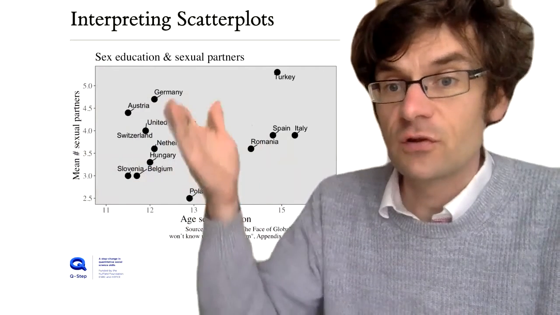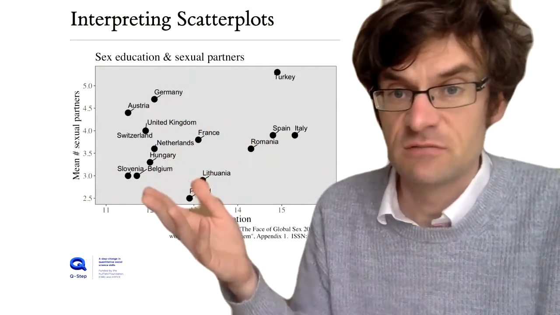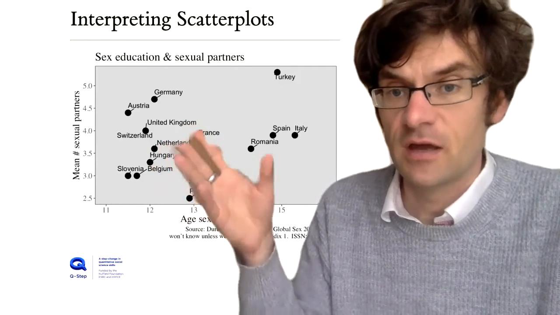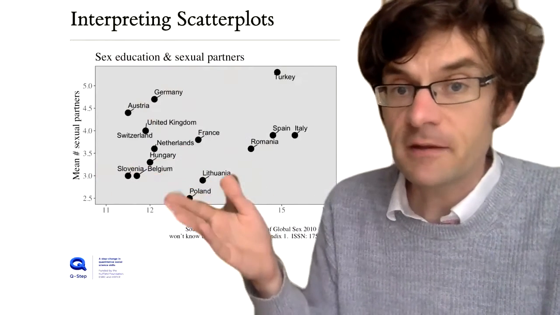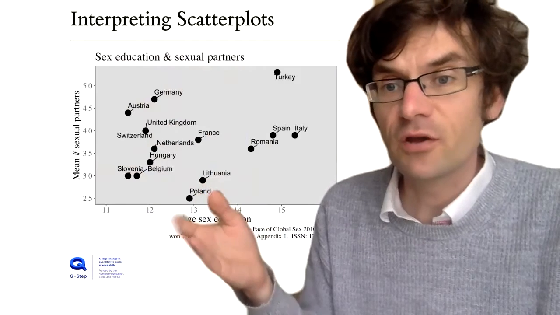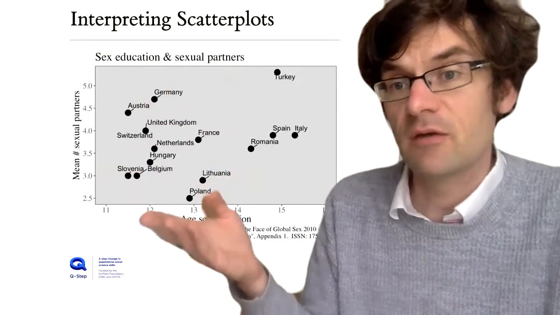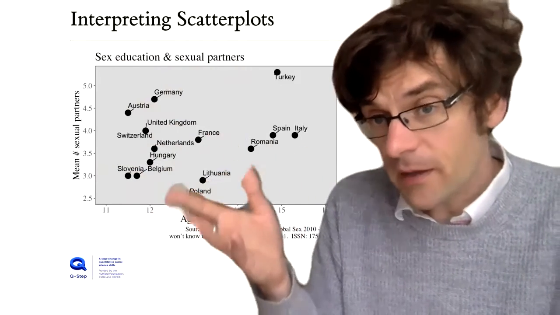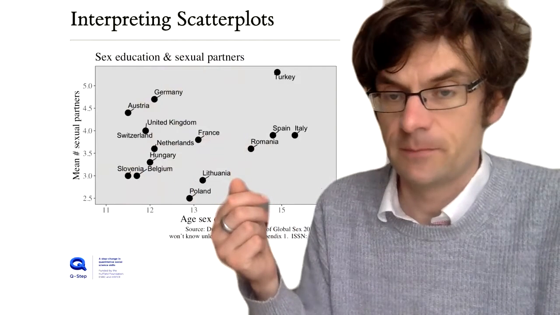The second thing to look at in terms of what's displayed is the title. It just says sex education and sexual partners. We get some more information of this when we then look to the main area, the graph area here, and see that actually the data points, the black points that you see here, are labeled with country names. And so we know that these are the mean ages in a country and the mean number of sexual partners in a specific country.